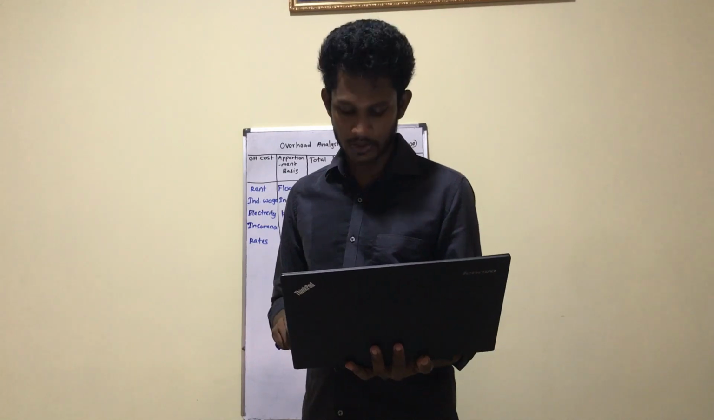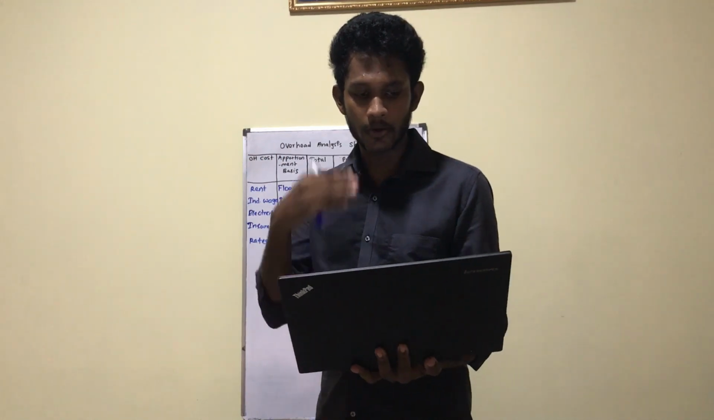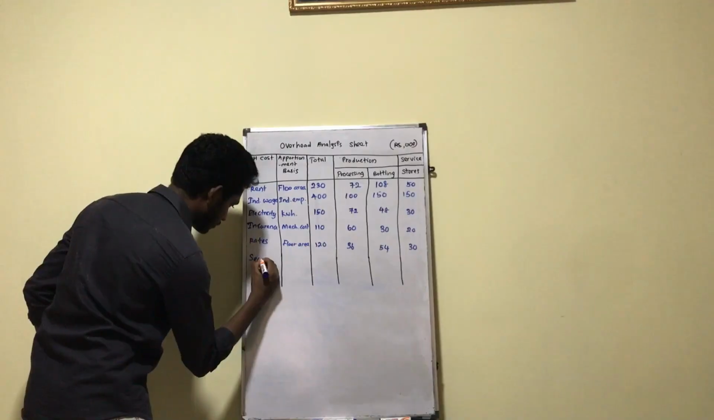And the next one is charges for security services. The total is given, that's 360,000. What should be the proper apportionment basis? Here the number of security personnel is given: processing 2 employees, bottling 2 employees, and stores 8 employees. So you have to allocate that 360,000 among those employees recruited by each division.